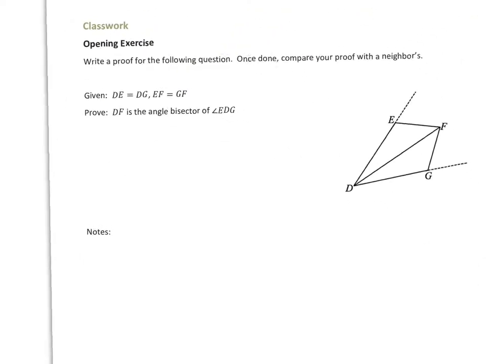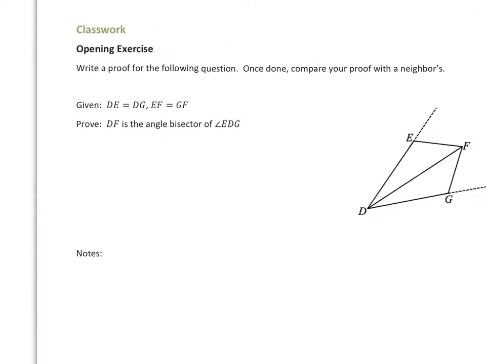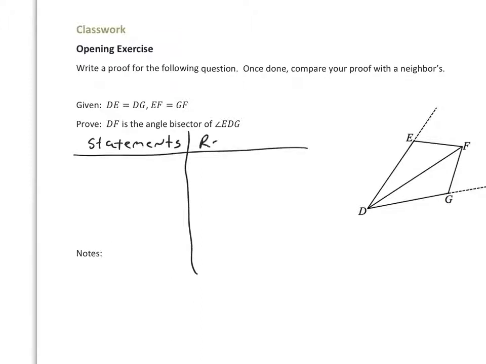Given DE is equal to DG, EF is equal to GF, and we're trying to prove that DF is the angle bisector of angle EDG. So to start, I'm going to make a table. I'm going to do statements on the right and reasons on the left. So statements. Reasons.